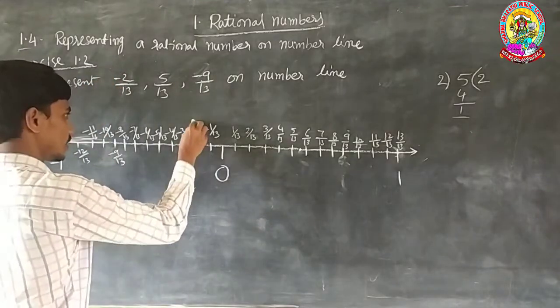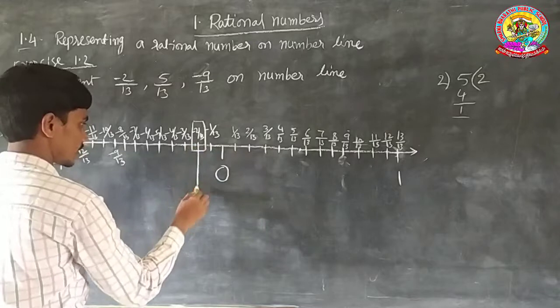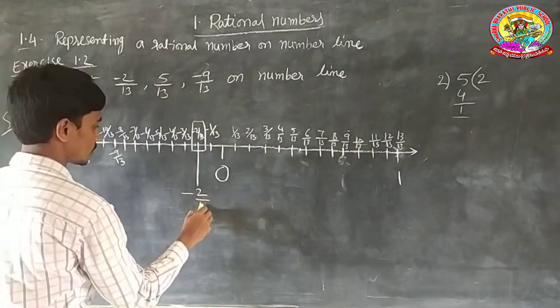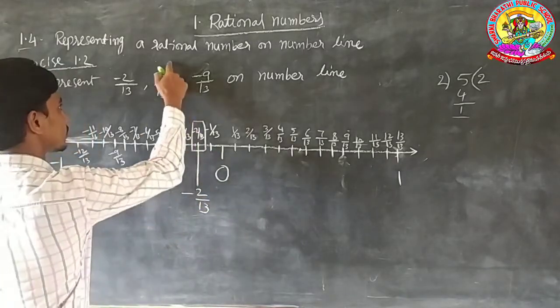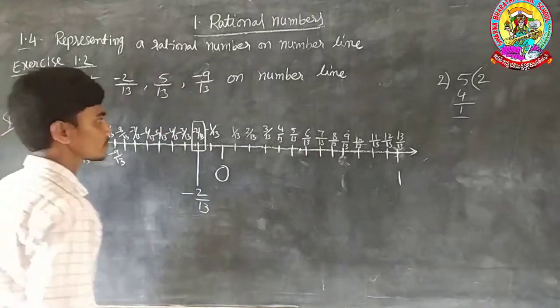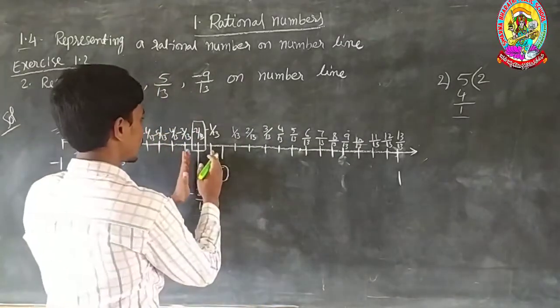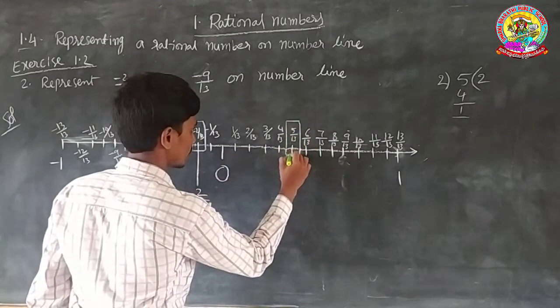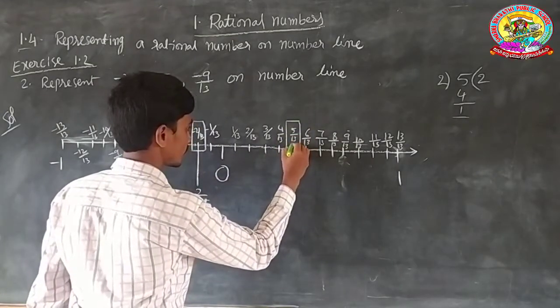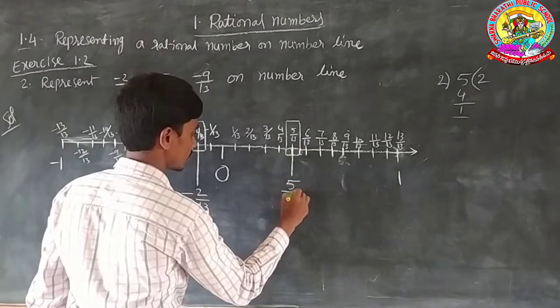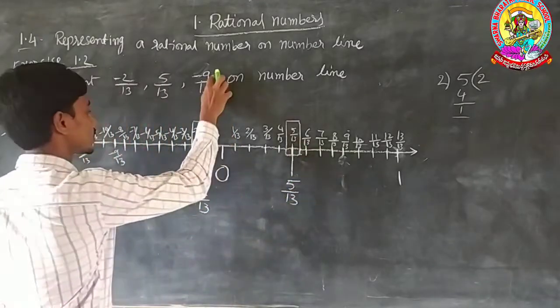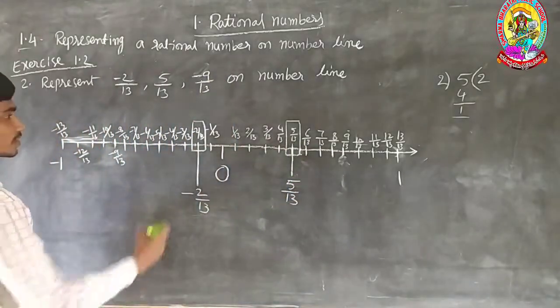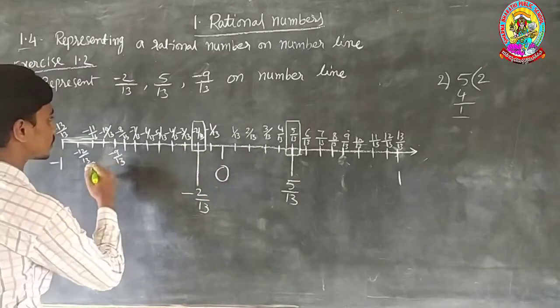It is here. This is the minus 2 by 13th position. And what is the 5 by 13th position? It is the positive number, that's why it is on the right side of 0. This is the 5 by 13th place. Next, minus 9 by 13, which is on the left side of 0.